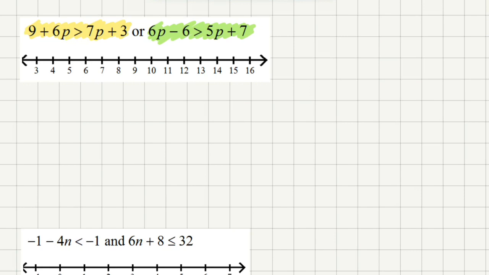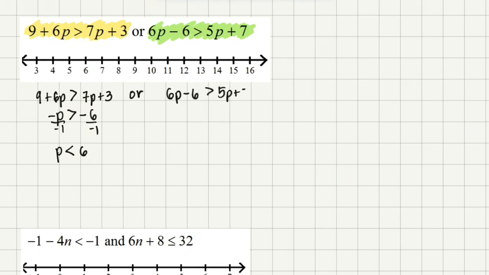I'm going to go through this rather quickly. I have 9 plus 6p is greater than 7p plus 3. I'm going to subtract the 7p, I'm going to subtract the 9. Then I'm going to divide both sides by negative 1, and I get p is less than 6. Or 6p minus 6 is greater than 5p plus 7. Subtract the 5p, add the 6, and I get p is greater than 13.